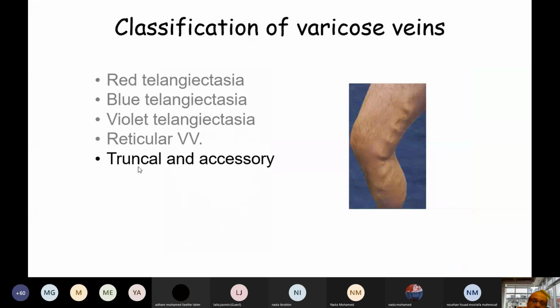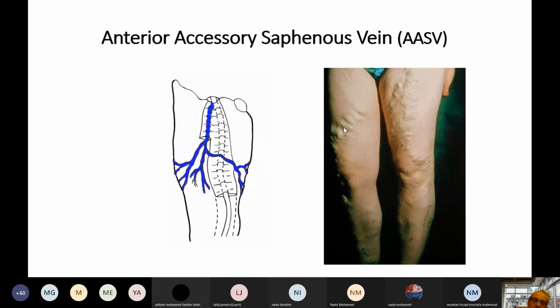Also, we said truncal and accessory. This is truncal, affecting the great saphenous, and this is accessory, where the anterior accessory vein is affected. You see in this patient the anatomy of the great saphenous is present here, and the great saphenous is normal, but the anterior accessory vein is dilated, as you see. It is not the great saphenous, but the anterior accessory vein, due to an effect in the valve here.